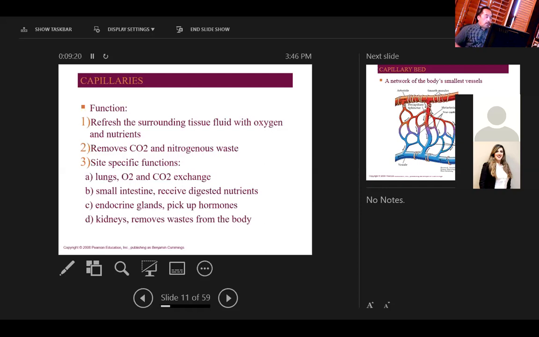And then the kidneys are going to be filtering out waste, such as your nitrogenous waste, from the body. That's done through the capillaries because the walls are so thin. It allows that to happen.